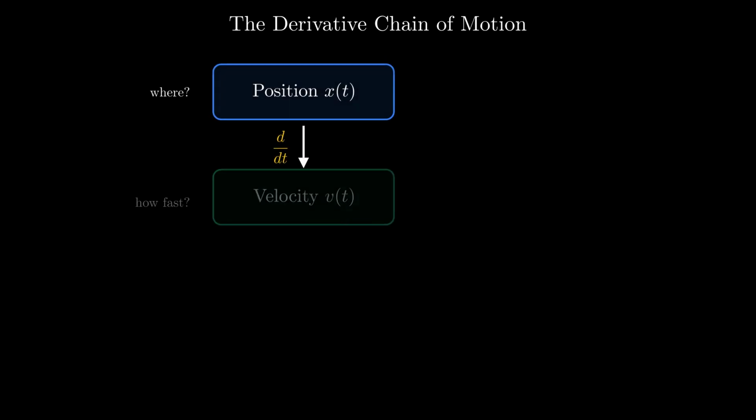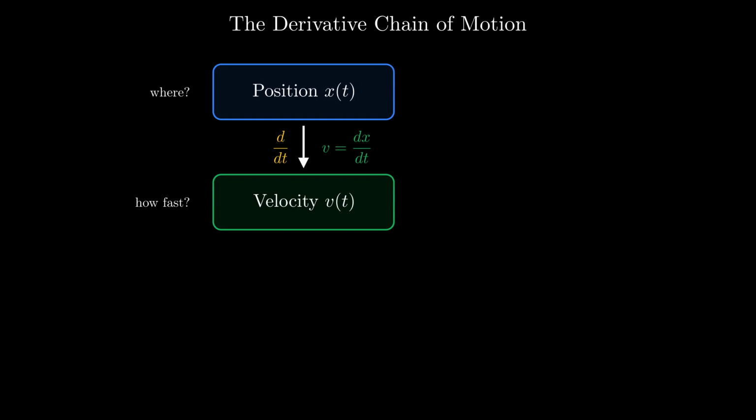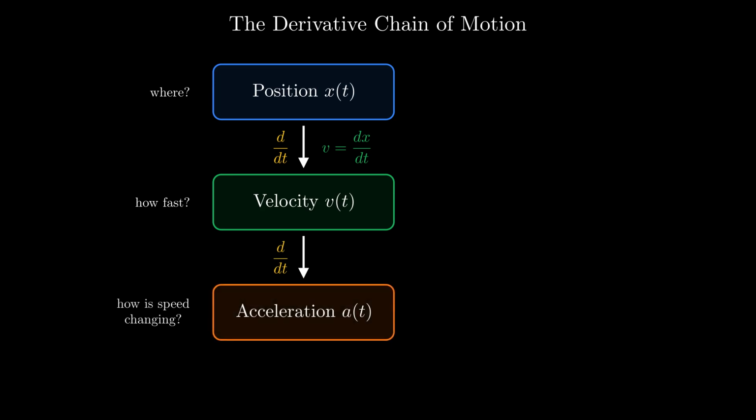One more connection. Velocity is the first derivative of position. v equals dx dt. Acceleration is the derivative of velocity. a equals dv dt. Combining these, acceleration is the second derivative of position, equals d squared x over dt squared. Differentiate position once to get velocity. Differentiate again to get acceleration. This derivative chain is the backbone of kinematics. Each level captures a different aspect of motion: where the object is, how fast it moves, and how rapidly that speed is changing. Let's walk through example 4.3.